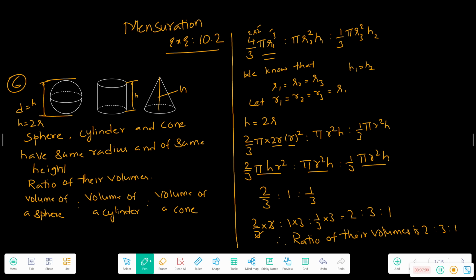Come on. Now let us move to question number 7. Here we'll go to the next page. Question number 7: A hemisphere is cut out from one face of a cubical wooden block such that the diameter of the hemisphere is equal to the side of the cube. Determine the total surface area of the remaining solid.